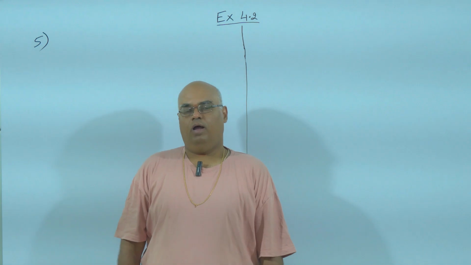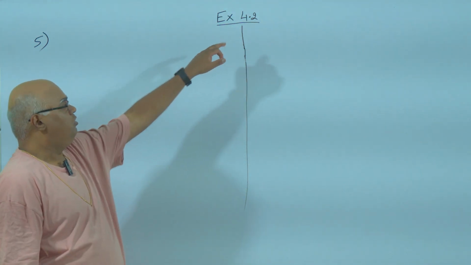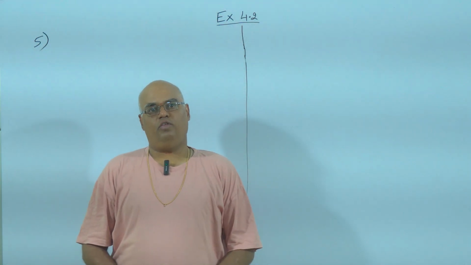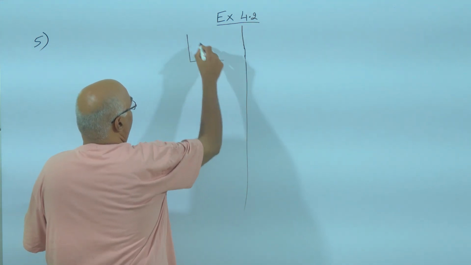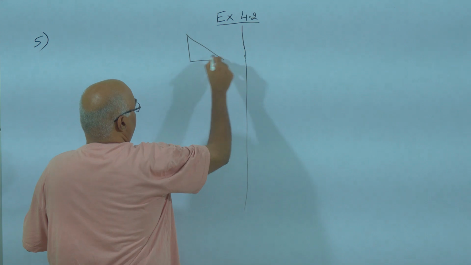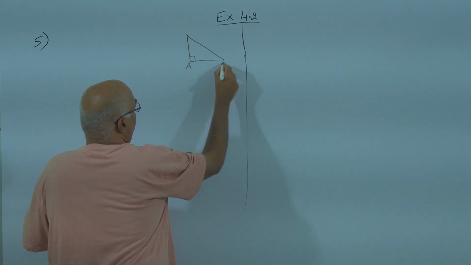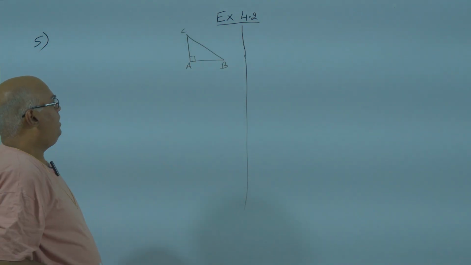In this video, I am going to solve the fifth problem of exercise 4.2 from the NCERT textbook. So let us see the problem. In the fifth problem, there is a right angle triangle, with the right angle at this point. This is A, B and C. So a right angle triangle, right angle at A.